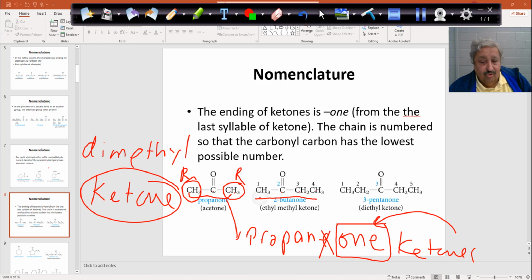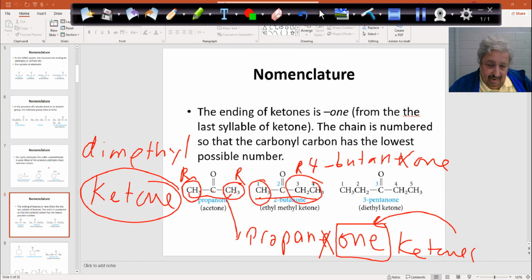Here's the same thing. 1, 2, 3, 4. 4, that's butane, correct? Take the E out, add O-N-E because here this is R and this is R. Okay, guys? The same thing here. 1, 2, 3, 4, 5, that's pentane.